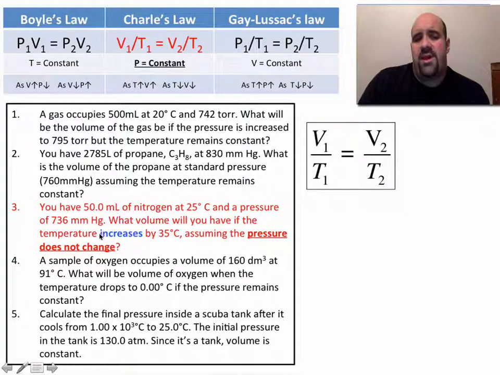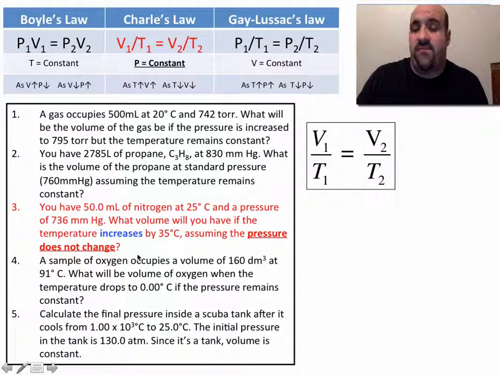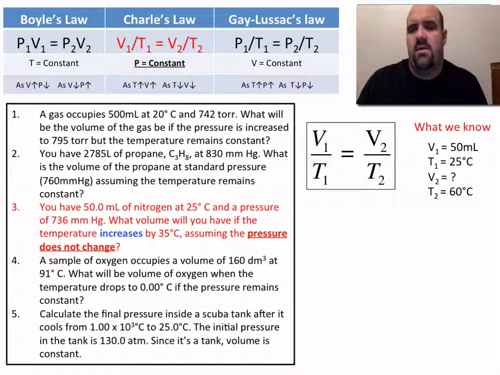If the temperature increases by 35, so the temperature is at 25, if it's increasing by 35, the final temperature is going to be 60 degrees Celsius, not 35, because I'm saying the temperature increases by that much from its starting point. So we know that the initial volume is 50 milliliters. We have 50 milliliters of nitrogen. The initial temperature is 25. It increases by 35, so the final temperature is 60.